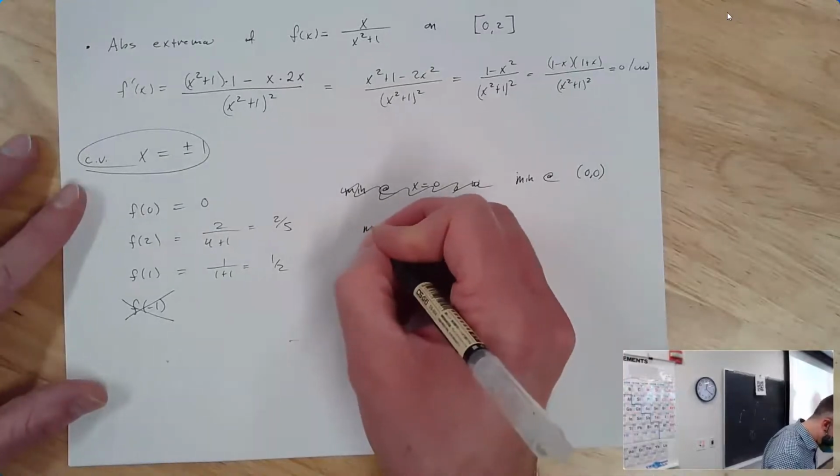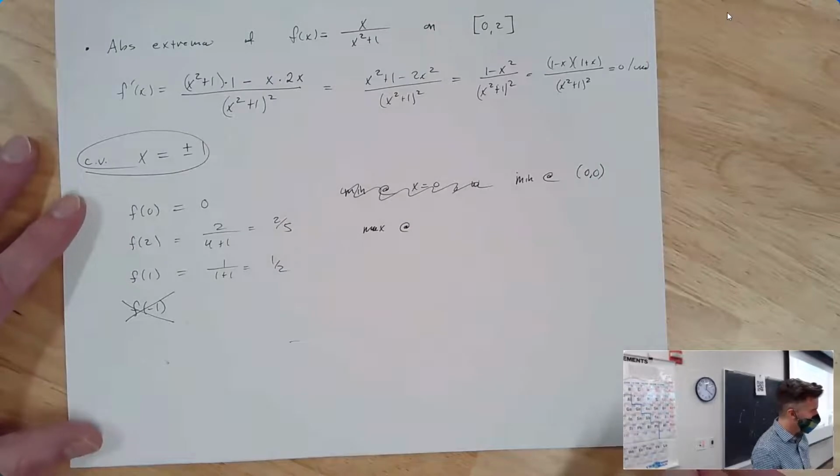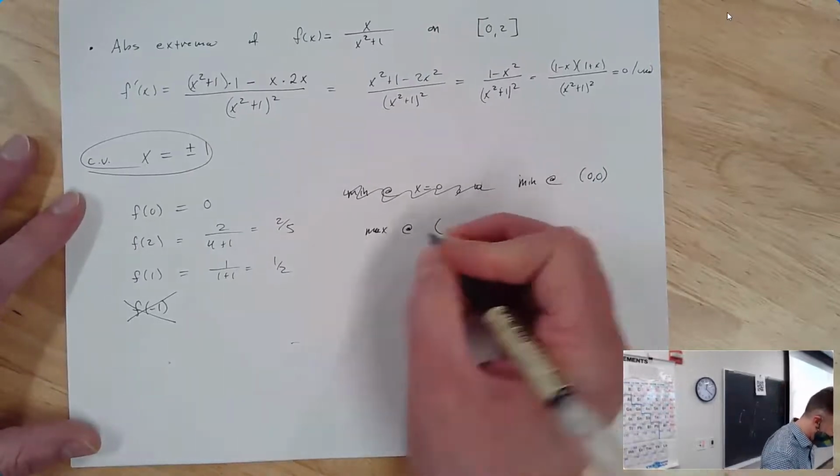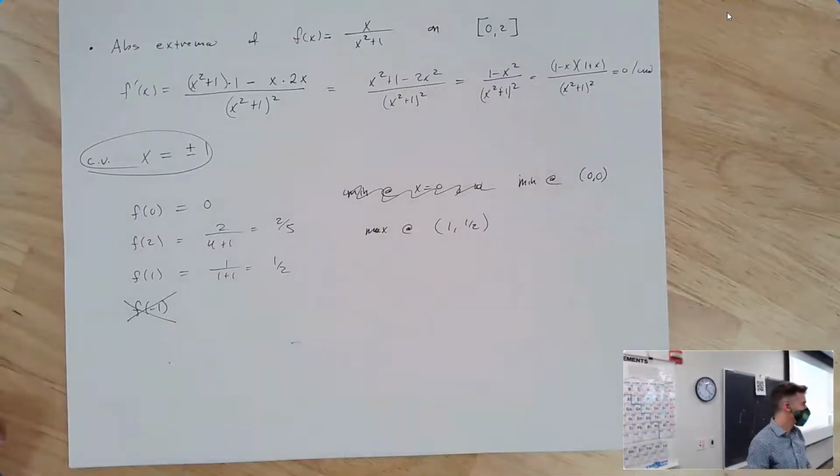We have a maximum where? Is it 2 or is it 1? Yeah, 1, right? 1/2 is a little bigger than 2/5. That's it. That's the whole question.